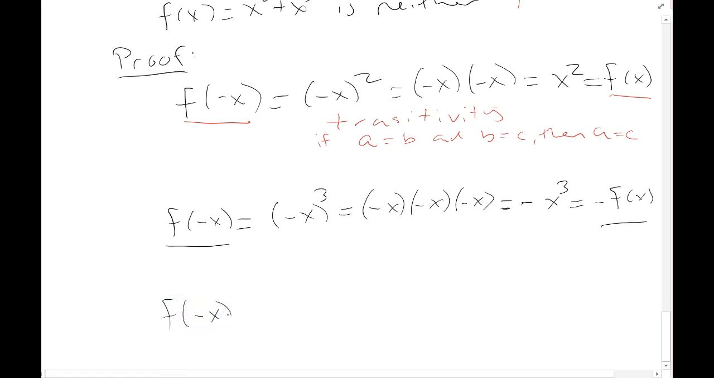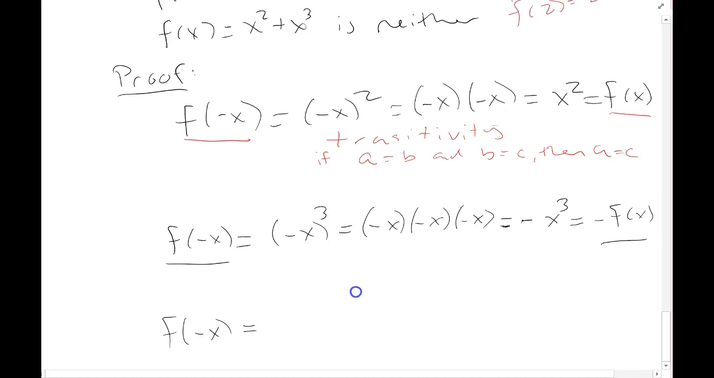To show something is neither, what I need to show is that f of negative x doesn't equal f of x, and it doesn't equal negative f of x. So I'm going to do the same thing. I'm going to begin by taking my f of x and plugging negative x into both x locations. And now I'm going to cheat a little bit. I know what negative x squared is. That's just x squared. I did it in the previous problem. And I know what negative x cubed is. It's negative x cubed, because I did it in this previous problem.